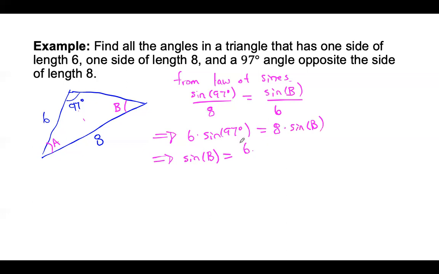So what is the sine of 97? I'm going to use my calculator. Sine of 97 is 0.99, divided by 8, equals that times 6 divided by 8. So we get sine of B is equal to 0.744.